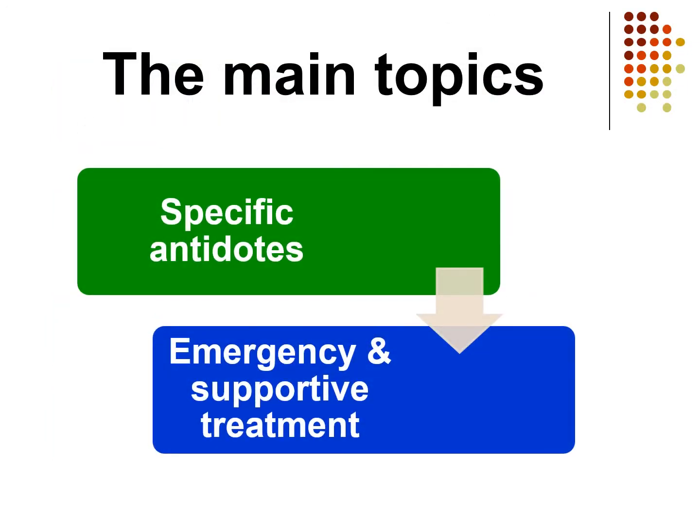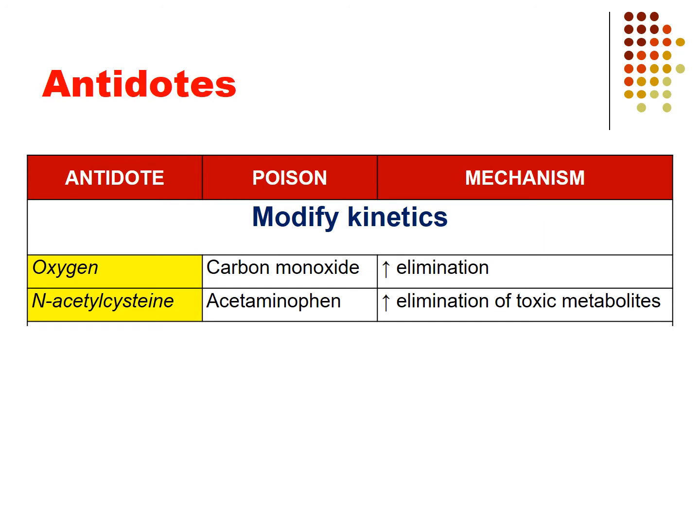Today, inshallah, we will talk about the use of specific drugs and antidotes and the emergency and supportive care. Starting with the specific antidotes. Some antidotes may act through modifying the kinetics of the toxin. For example, we may use oxygen in case of carbon monoxide poisoning. Oxygen competes with carbon monoxide and increases its elimination.